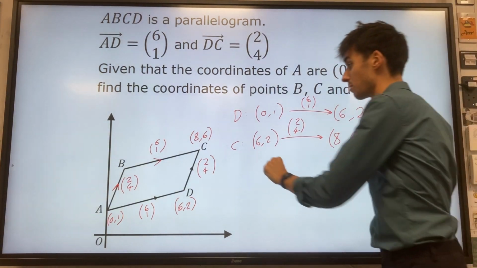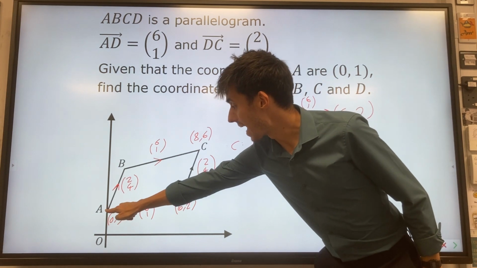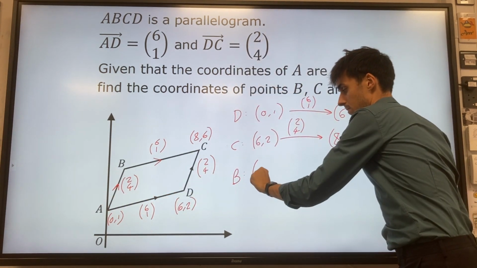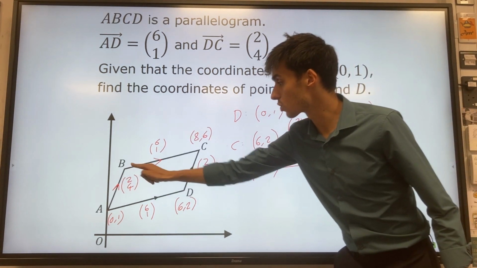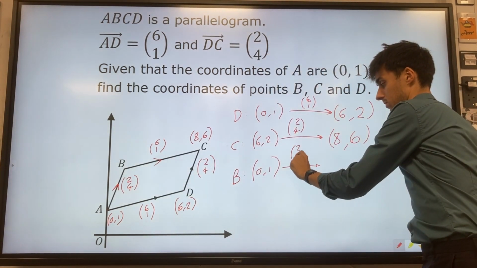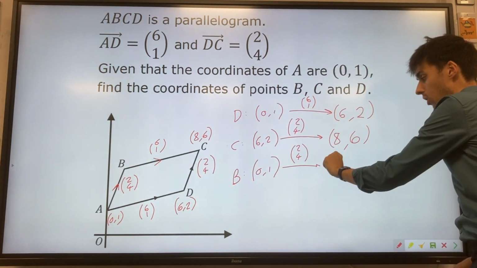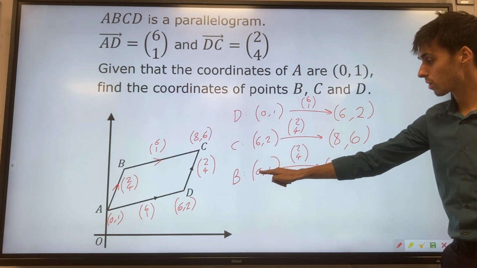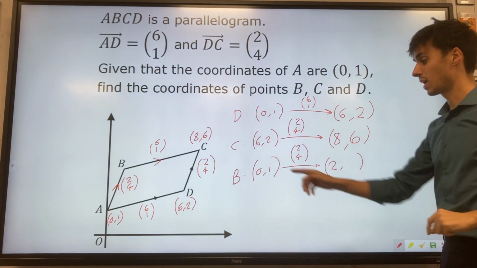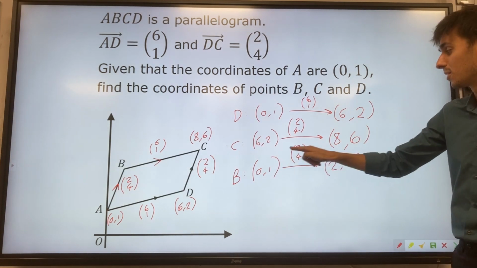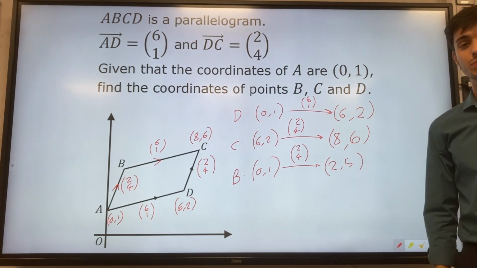And lastly then for B, we can go from A, that's (0, 1). We can travel along this vector (2, 4), and then we end up at B. So looking at our coordinates again, 0, first number, add 2, our first number will get us to 2. And we had 1, second number, add 4, second number, should get us to 5.